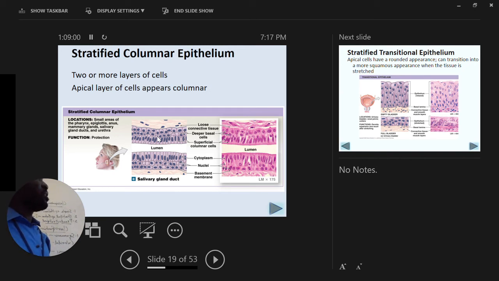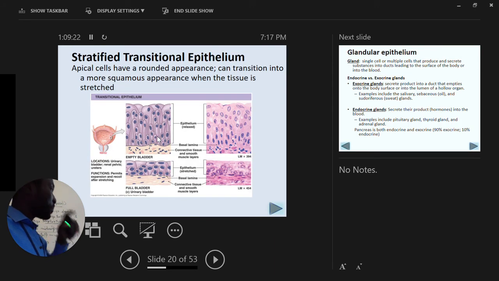Now, small areas of the pharynx have those cells. The epiglottis has those cells. Your anus has those cells. The mammary gland has those cells. And obviously, you can think about the mammary gland having those cells because of the shape, right? And you see them also at the salivary gland, and in the urethra. The major function they do is to protect.